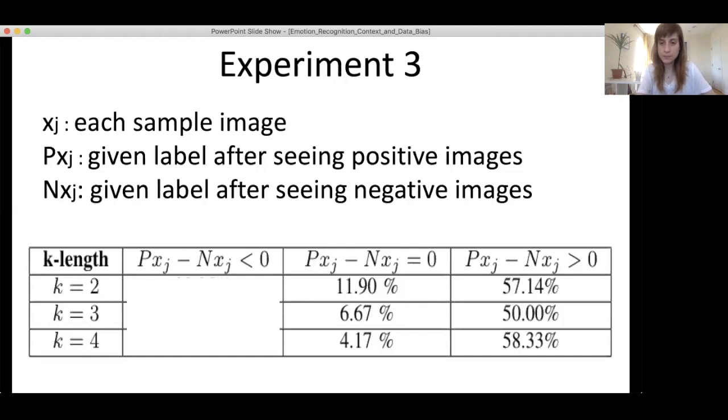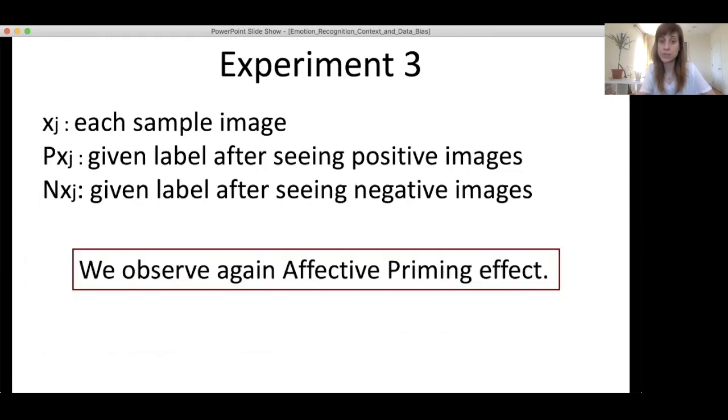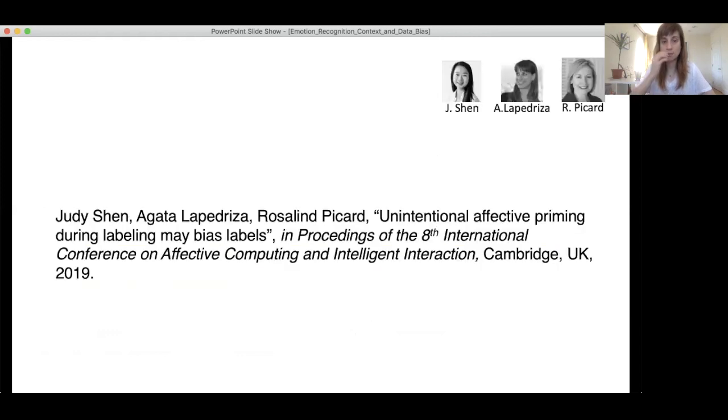For k equals 4, we observed that in just 4% of the cases the images got the same label. And what we see is that images usually get a higher label when you label them after seeing positive images. So after seeing positive images, you are more likely to label them as something positive. And after seeing negative images, you are more likely to label them as negatives. So again, we are observing the priming effect. If you are interested in this study, you can read the paper that we presented last year in the International Conference on Affective Computing and Intelligent Interaction.